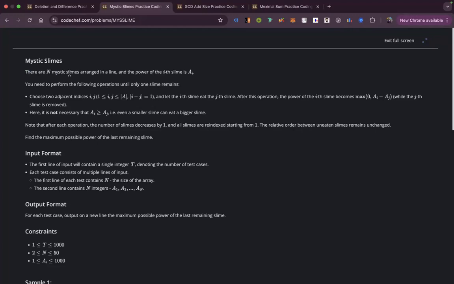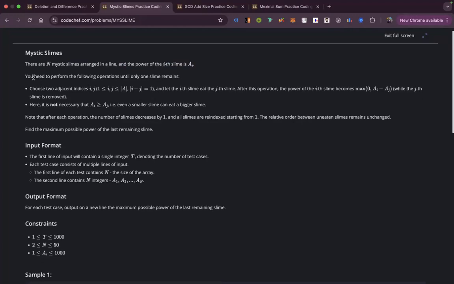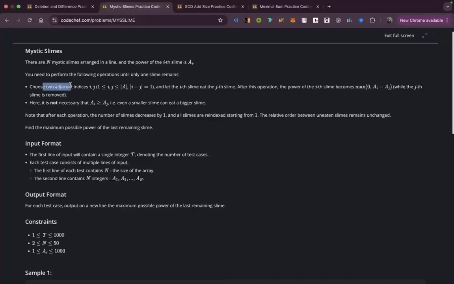There are n mystic slimes arranged in a line, and the power of the ith slime is ai. You need to perform the following operation until only one slime remains. Choose two adjacent indices i and j. They should be adjacent, and |i minus j| should be equal to 1. So that is the physical meaning of adjacent. Let the ith slime eat the jth slime. After this operation, the power of the ith slime becomes max of 0, ai minus aj. That's the difference. So basically, if ai minus aj goes negative, you replace that with 0.